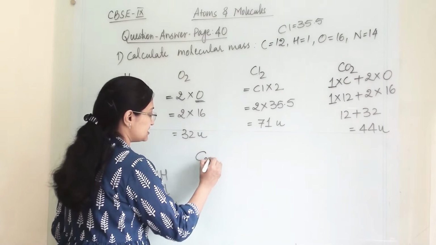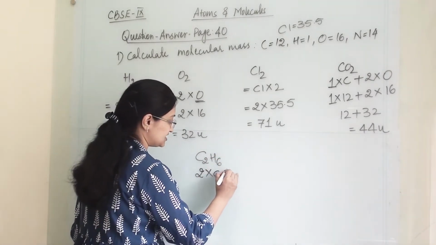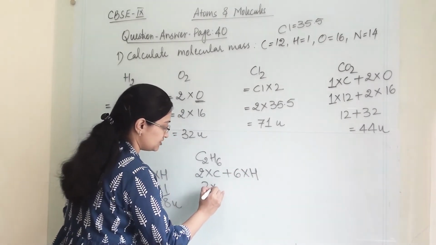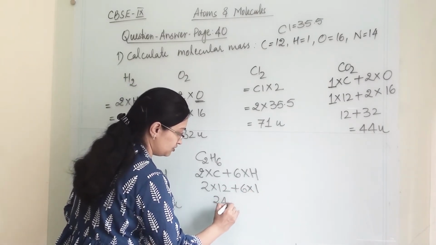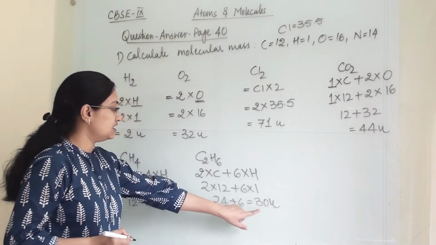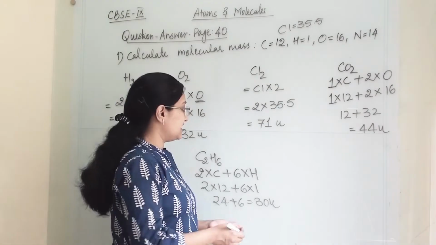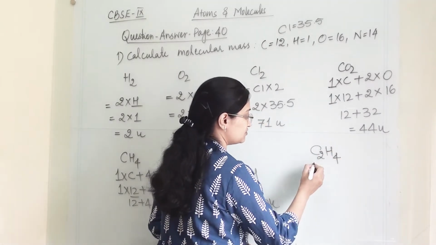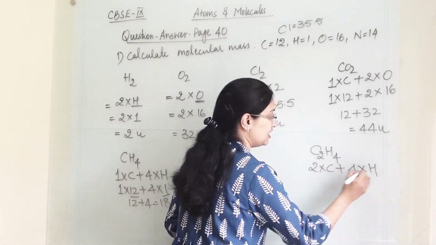The next is C2H6. In this, 2 atoms of carbon are present and 6 atoms of hydrogen are present. So 2 into 12 plus 6 into 1. So it is 24 plus 6 equals 30. So 30 is the molecular weight for C2H6. This is ethane. The next is C2H4. In this, 2 atoms of carbon are present and 4 atoms of hydrogen are present.